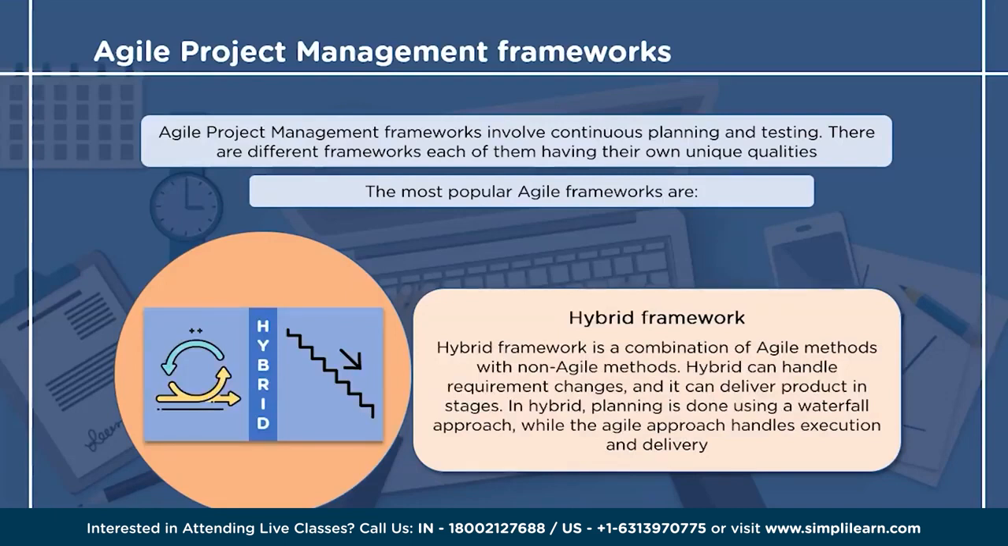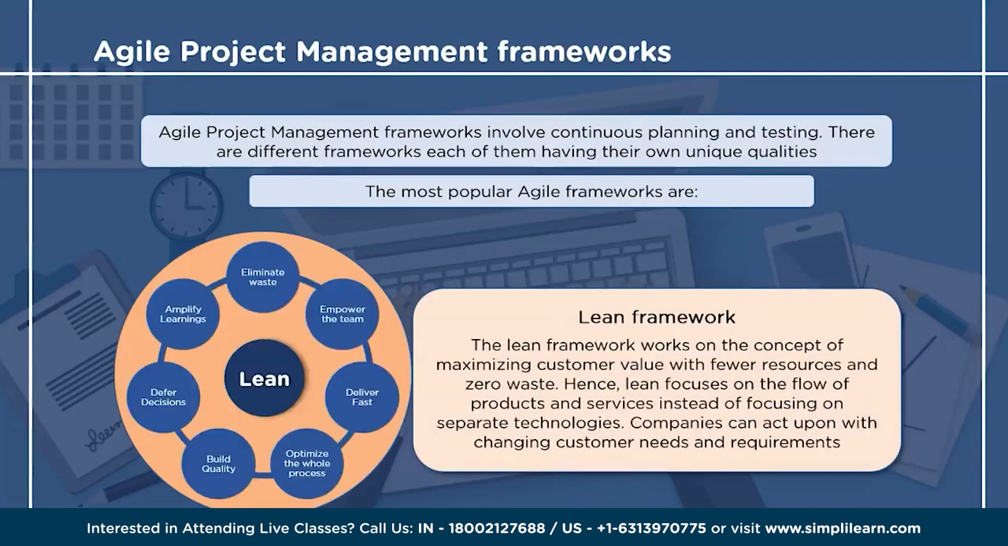The third framework we will see today is the hybrid framework. The hybrid framework is a combination of agile methodology and non-agile methodology. In the case of a hybrid framework, planning is done using the traditional way of project management, while the execution and delivery is done using the agile methodology. Since the hybrid is a combination of the two, it handles the requirement changes and delivers the product in different stages.